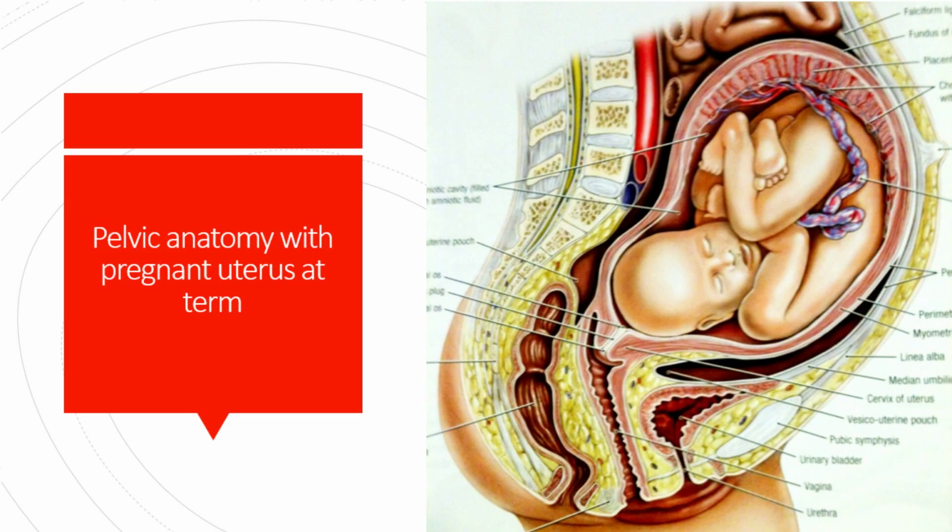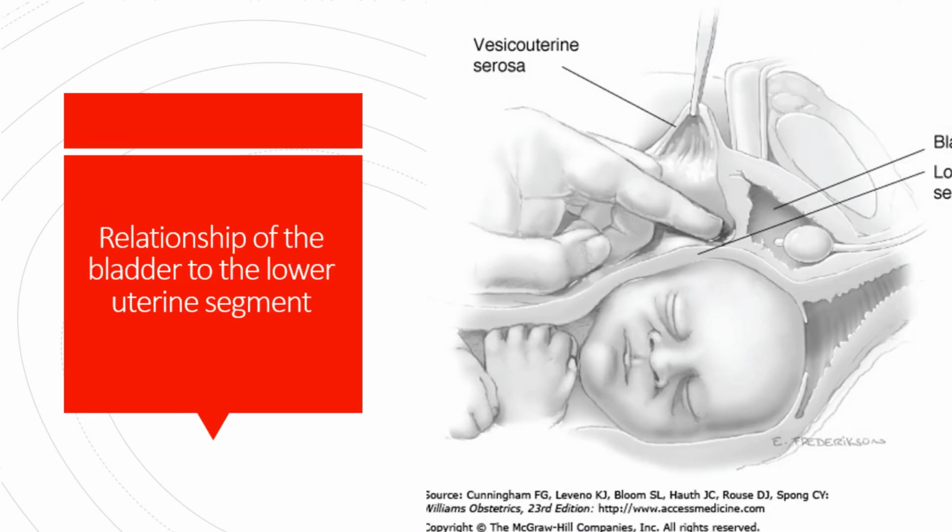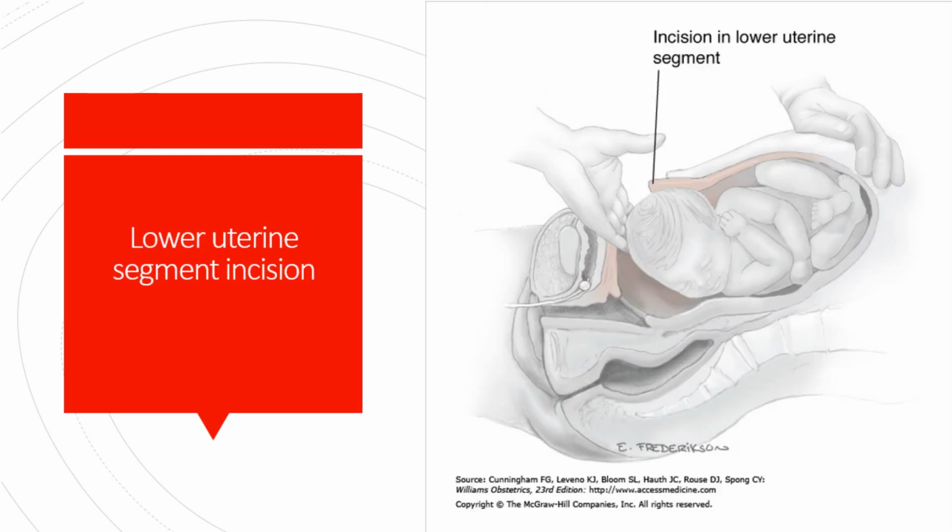The rectus abdominis muscles elongate and separate along the linea alba. The lower uterine segment is usually located behind the urinary bladder. Therefore, the bladder must be identified and possibly mobilized before entering the lower uterine segment. To avoid injury to the bladder, surgeons must be aware of its relationship to the lower uterine segment. A Foley catheter helps with bladder identification.